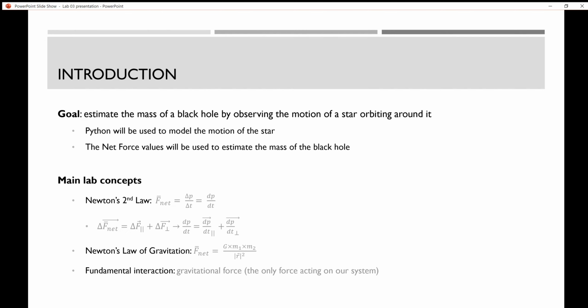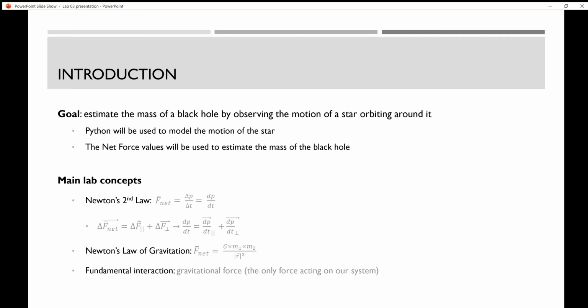The goal of this lab was to estimate the mass of a black hole by observing the motion of a star orbiting around it. This lab will be conducted using code in Python, and the mass of the black hole will be estimated from numerous net force values and Newton's second law.